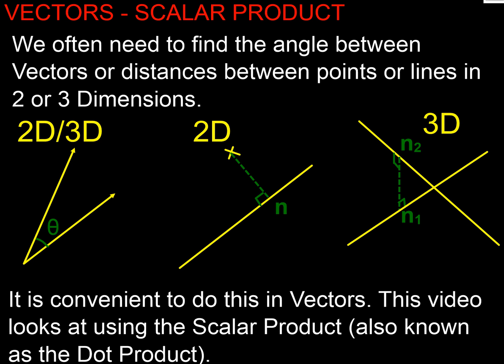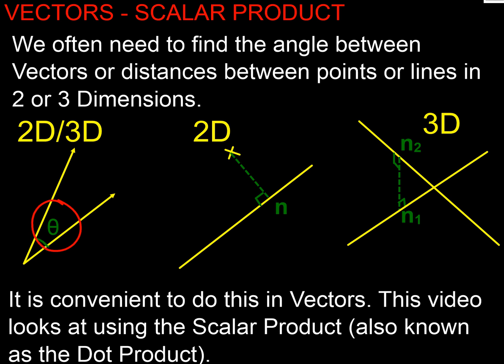Hello, quick video on vectors and what's called the scalar product, which is an extremely useful little tool for working with vectors in 2D and 3D. In the last video we looked at the equation for a line and vectors, and we talked about finding the closest point between a point and a line, and we can use the scalar product to help us with this, and particularly also for finding angles between two vectors.